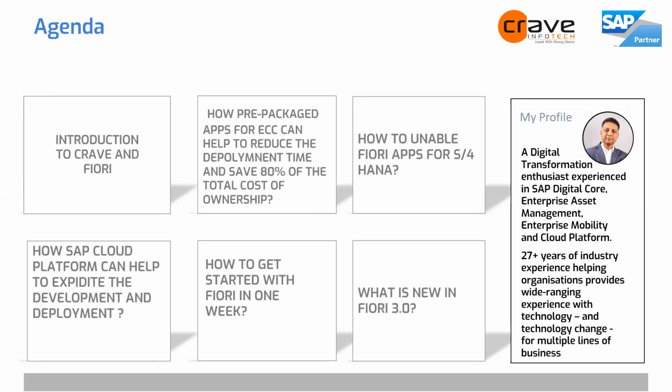So how prepackaged apps for ECC can help to reduce the deployment time and save up to 80% of the total cost of ownership. I know that's very important for everybody. How to enable Fiori apps for S4HANA. There is a typo here, sorry about that. And then how SAP Cloud Platform can help to expedite the development and deployment. How to get started with Fiori in 1 week. And what is new in Fiori 3.0. I'm sure you guys know the 3.0 is recently rolled out.